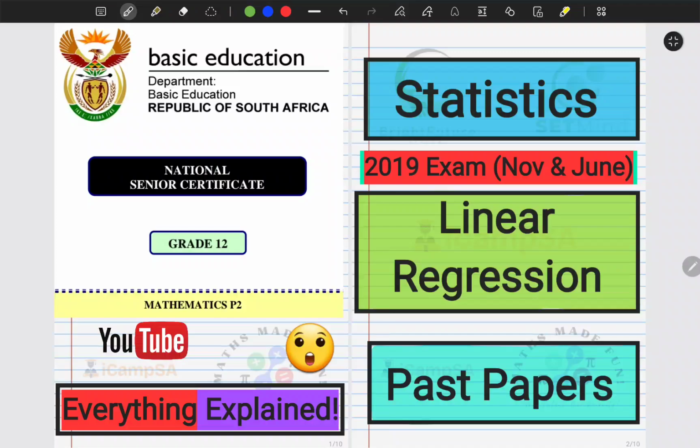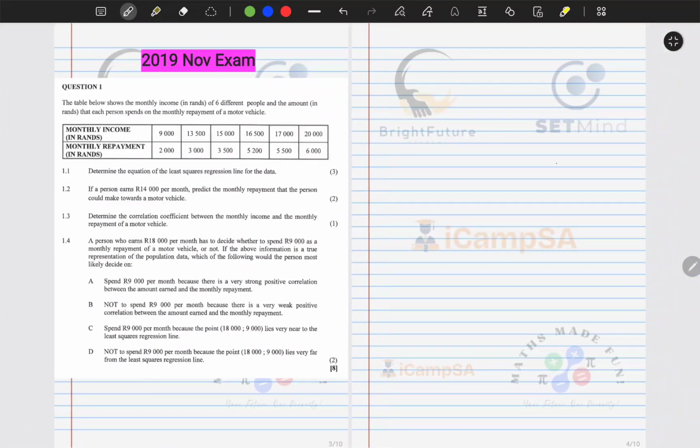In this edition, we're looking at the 2019 exam paper, where our focus will be on linear regression. This is a section of statistics, and we are looking at grade 12 mathematics.